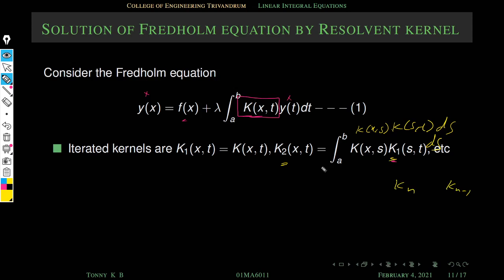Then what is k3? Analogously, what is k3 of x,t? Integral a to b. What is the analogous definition of k3, in terms of k2?